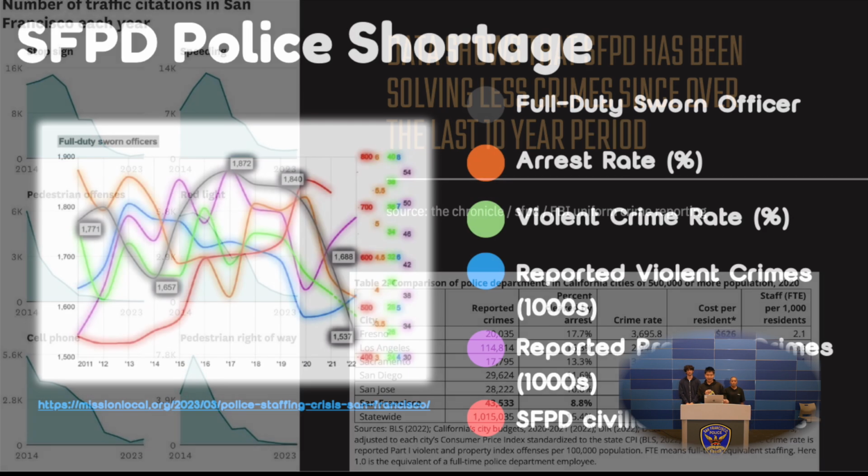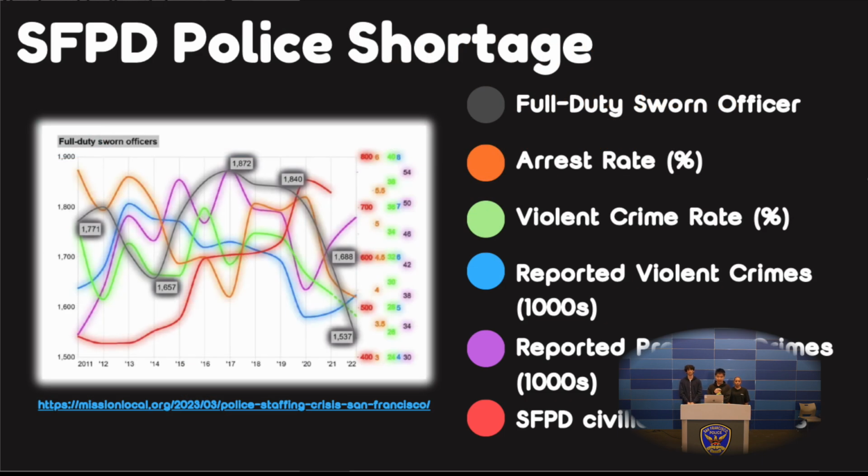Hey, my name is Anthony, and here's a graph of the SFPD full sworn officers over the past decade. As you can see, in 2021 to 2022, SFPD has hit an all-time low in the past decade for full-duty sworn police officers. And as a result of that, the arrest rate, violent crime rate, etc., have also been going down.